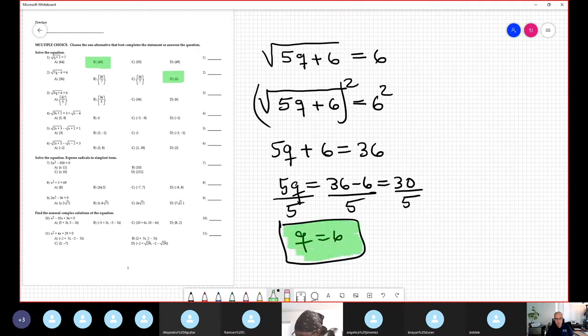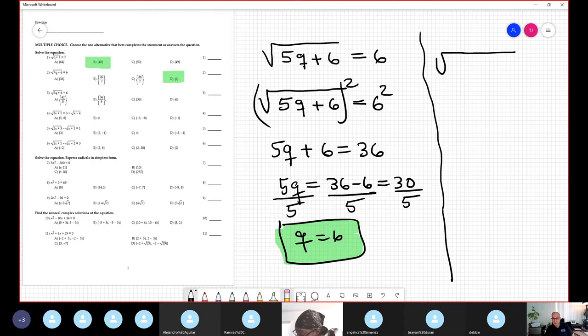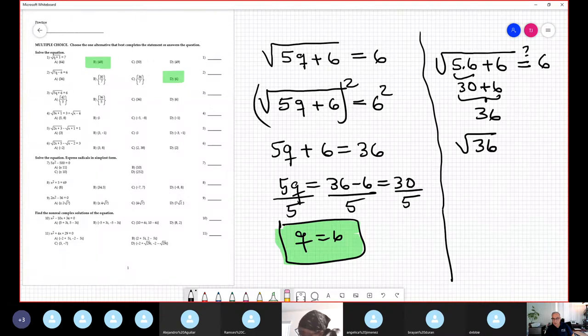Okay, we need verification in the original. It's completely true or false. Normally, look, you plug it in. 5 times 6 plus 6 should be 6. It's 30 plus 6, this is 36. And the square root of 36 is 6. The statement is true, therefore the solution is good. So the answer is 6 again.